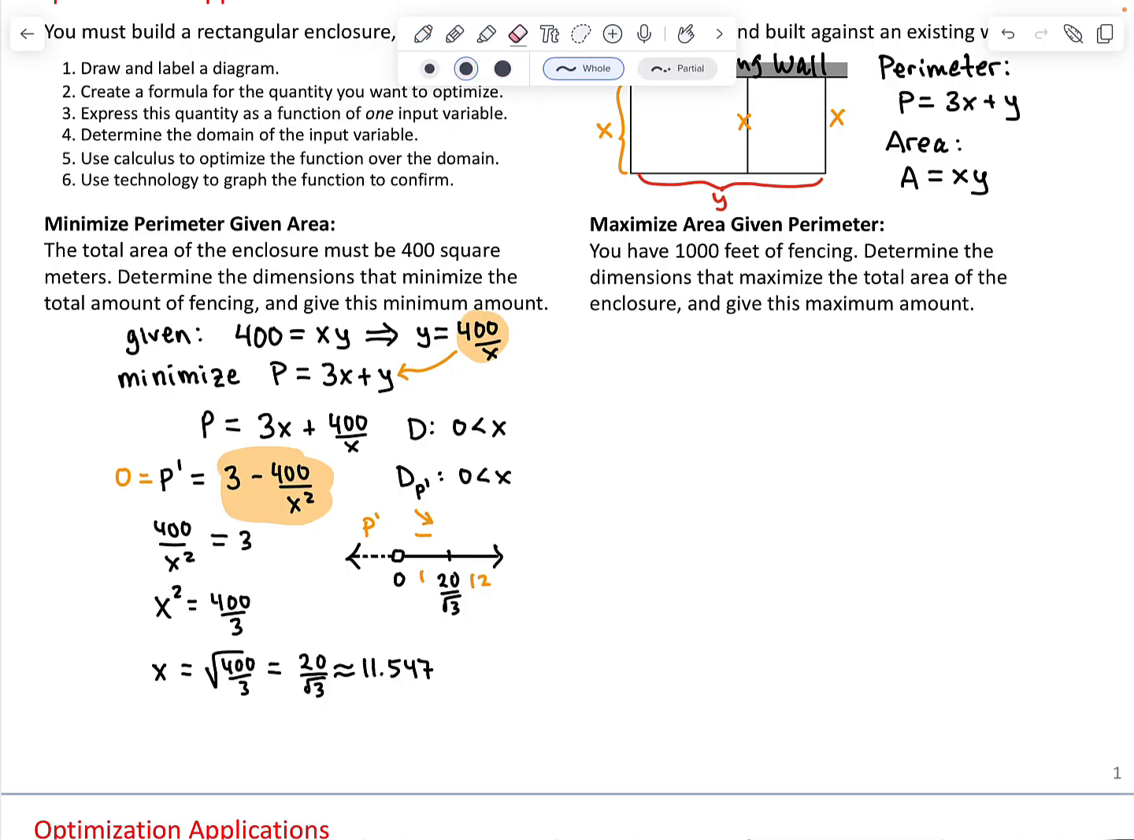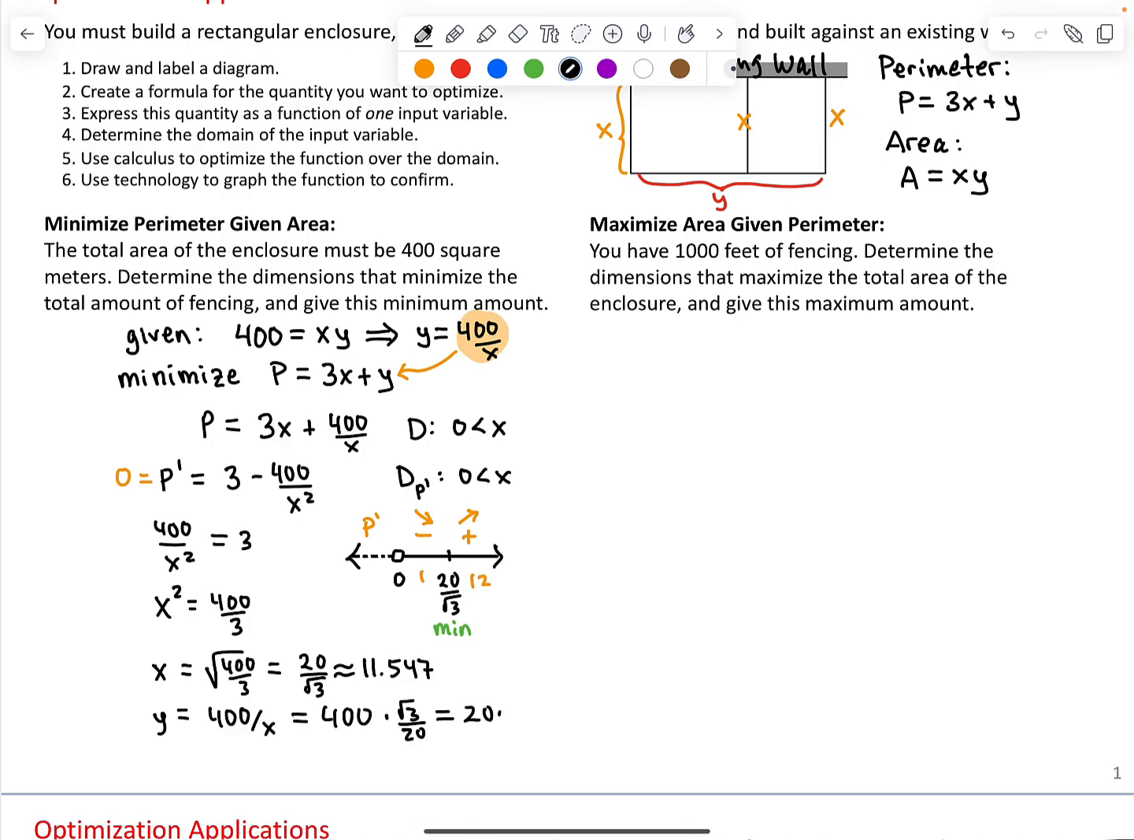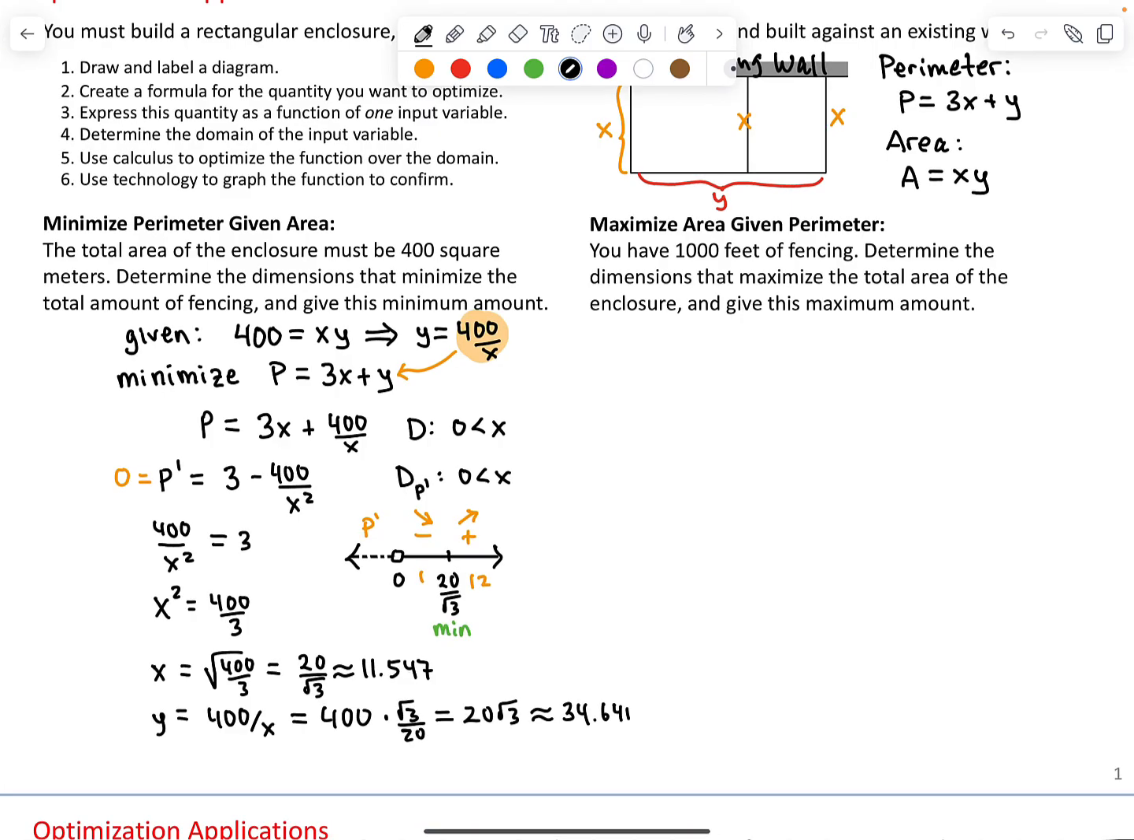Plug 12 into the derivative and do 3 minus 400 over 12 squared, and a calculator gives us a positive result. So the derivative is positive, meaning the function p is increasing. So we know that the critical number produces a min value, and the perimeter will be minimized when we make a choice that x is 20 over rad 3, which will force the y-coordinate to be 400 divided by x, which will be 400 times the reciprocal of x, which will give us 20 rad 3, which is about 34.641.